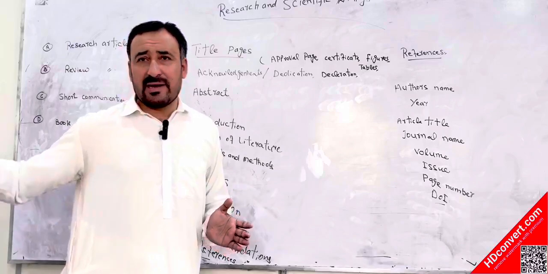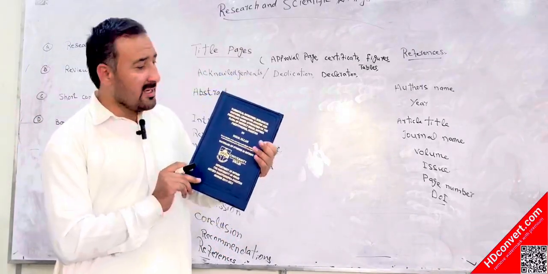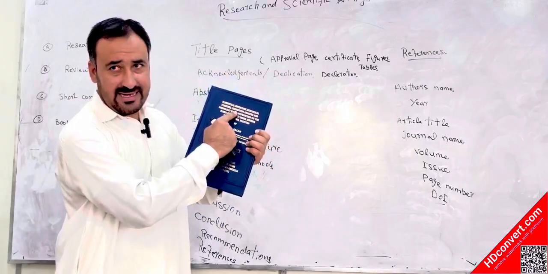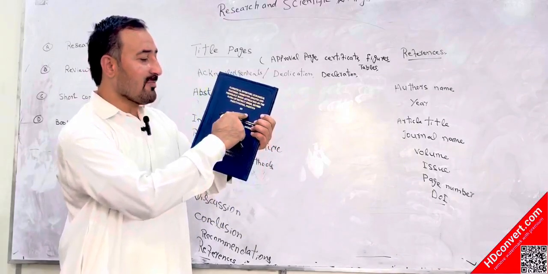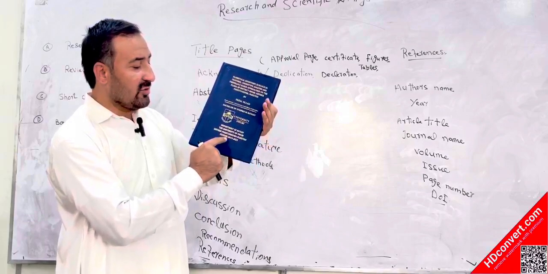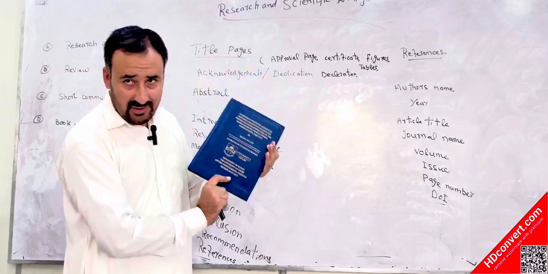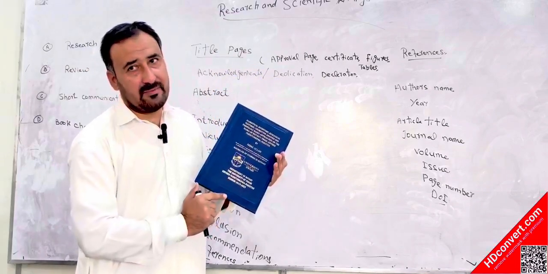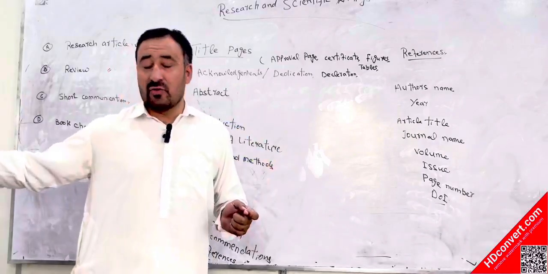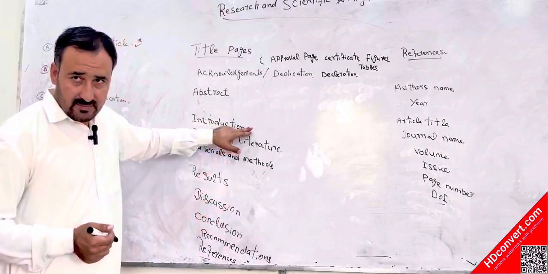For example, this is the format of the University of Swabi. So first of all, you should write the title, then your name, then university name, the university monogram, and here you should write the university name, address, and your session. This is the main title page. Then you will start your research work from the introduction.